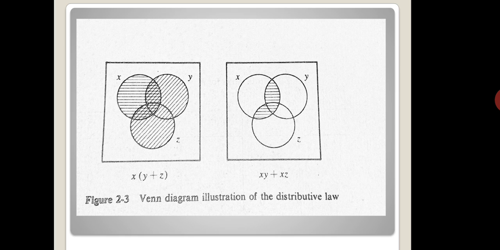In the same fashion for xyz also. x in the bracket y plus z is solved first. That is why y plus z has the intersection shaded, and for x, overall they have considered x, y, z. That is why all the circles have shading. So this is the Venn diagram illustration of the distributive law.